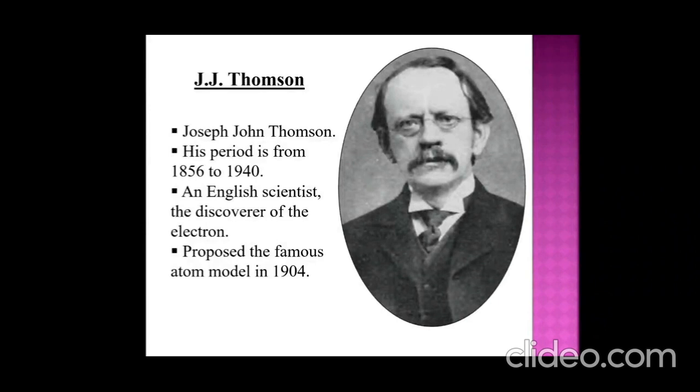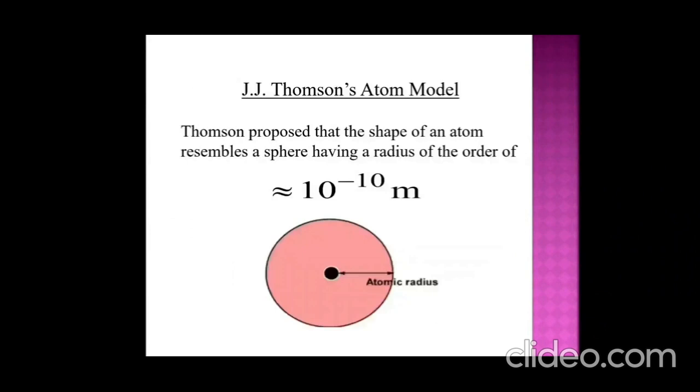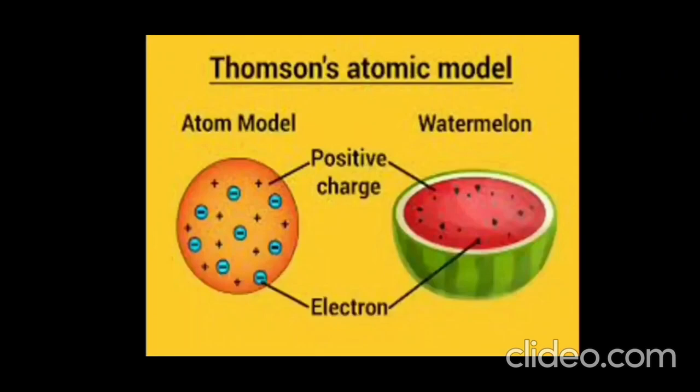He proposed that the shape of an atom is a sphere and its radius is 10 to the power of minus 10 meter. So this is how Thomson proposed his atom model, as a sphere inside which positive and negative charges are spread, like in a watermelon. The seeds represent the negative charges in an atom, and the red portion, the edible part of a watermelon, represents the positive charges in an atom.